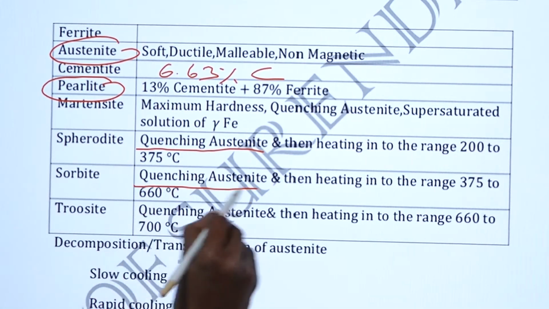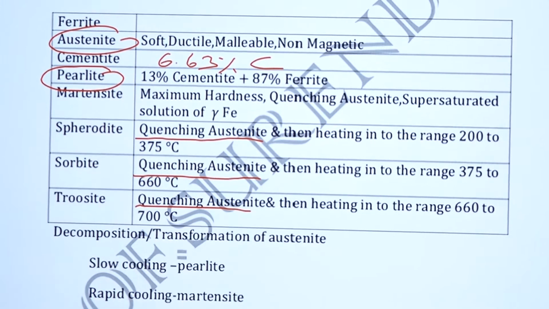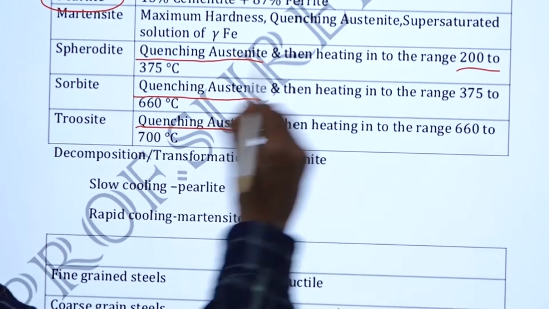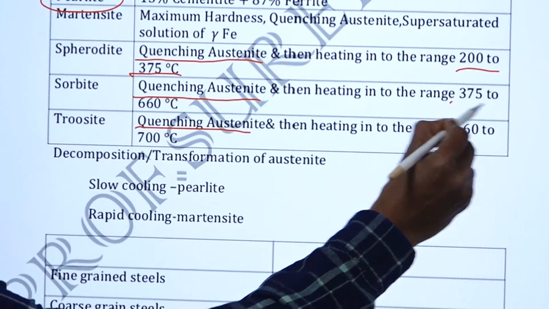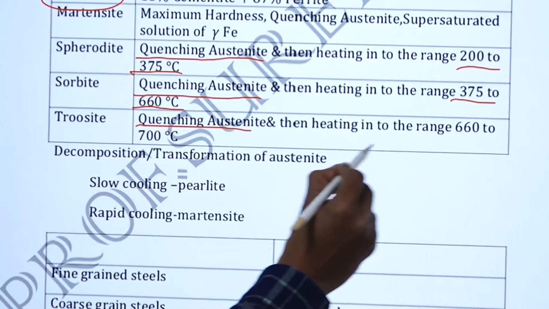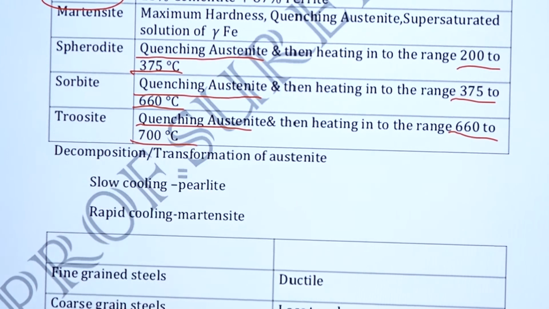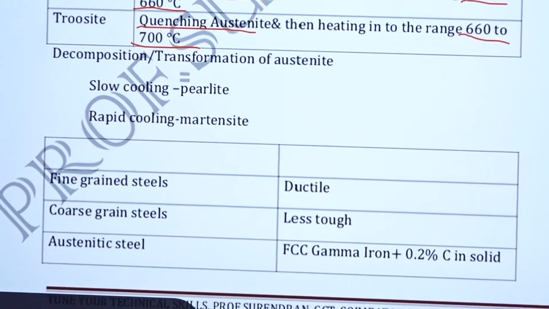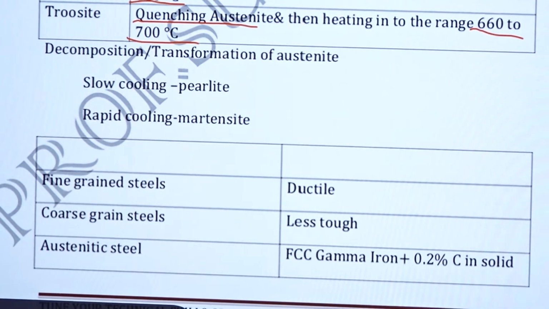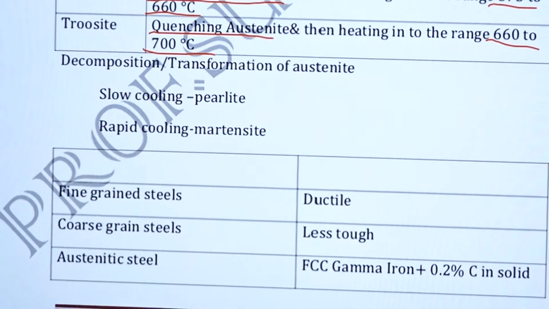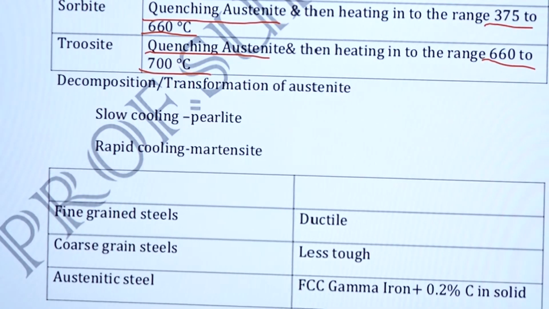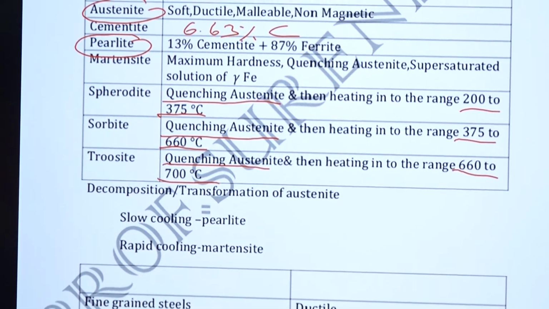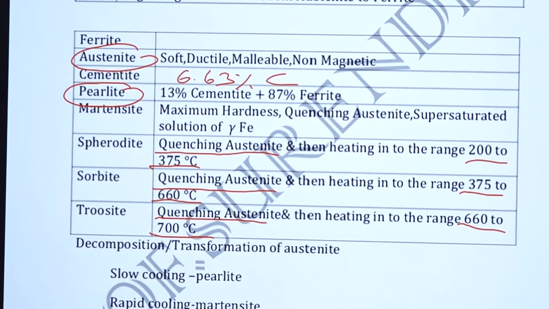Sorbite is found by quenching austenite. Troostite is found by quenching austenite. But here the heating temperature varies. You can observe here 200 to 375, 375 to 660, and 660 to 700. So spheroidite is at lower temperature, sorbite at somewhat higher temperature, and troostite at somewhat higher temperature. The heating temperature varies, so the structure obtained varies. So all these things are obtained by quenching austenite.